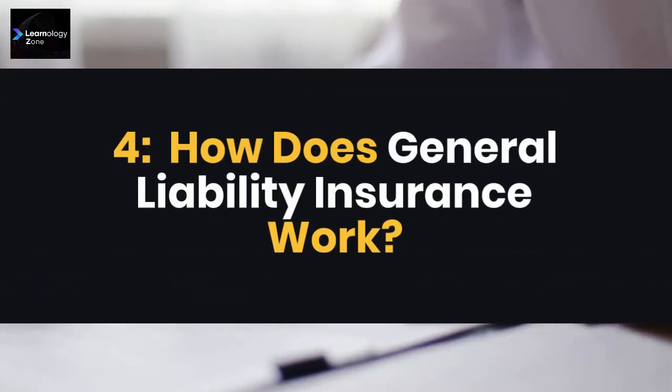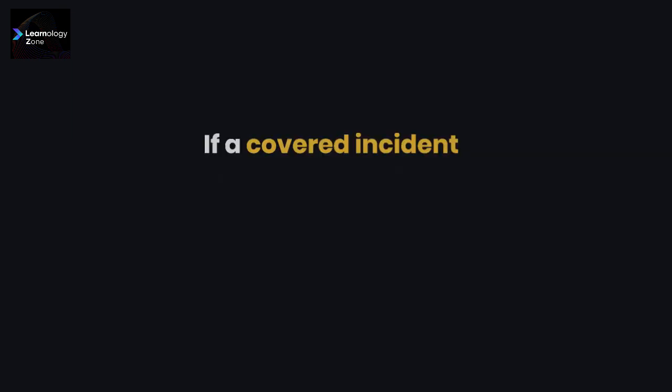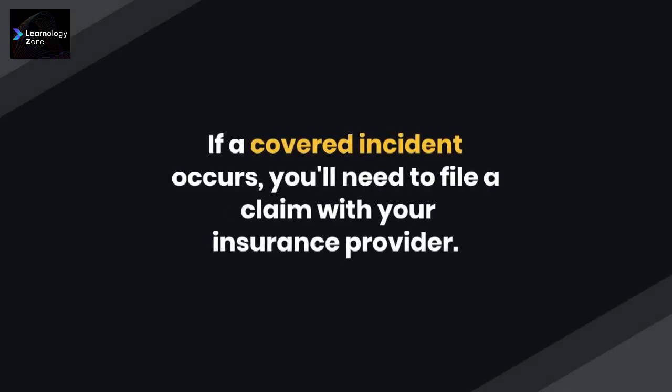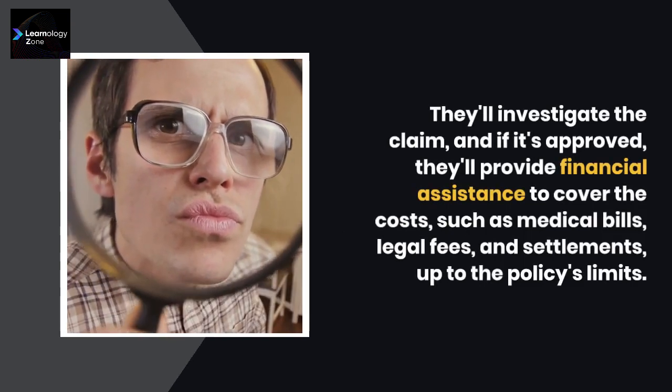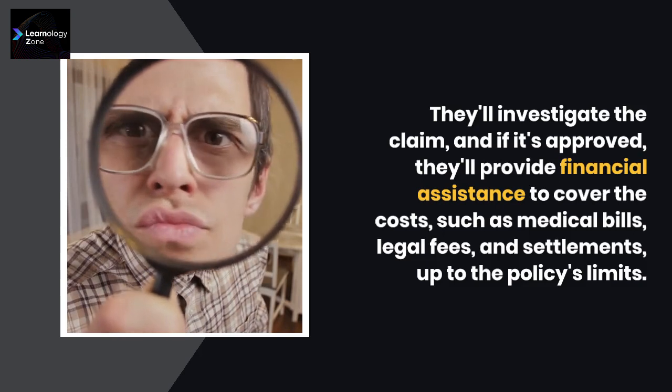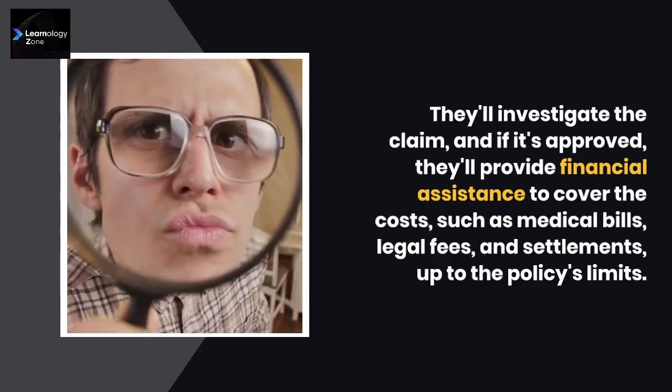4. How does general liability insurance work? Now, how does it work? If a covered incident occurs, you'll need to file a claim with your insurance provider. They'll investigate the claim, and if it's approved, they'll provide financial assistance to cover the costs, such as medical bills, legal fees, and settlements, up to the policy's limits.